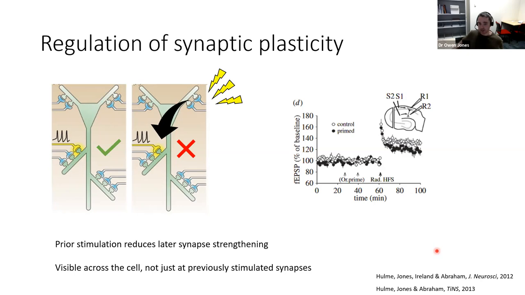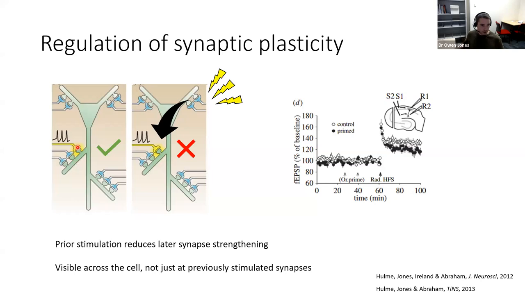So they had found that, yes, synapses do become stronger when they are given these bursts of activity. But there's another side to this story. What they found was that if you were to stimulate cells at one point in time, that could alter the ability of those synapses to strengthen later on. So for example, if we look at this schematic here, if we were to electrically stimulate these synapses down here, they would become stronger.